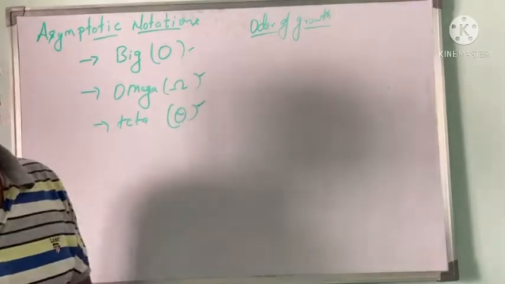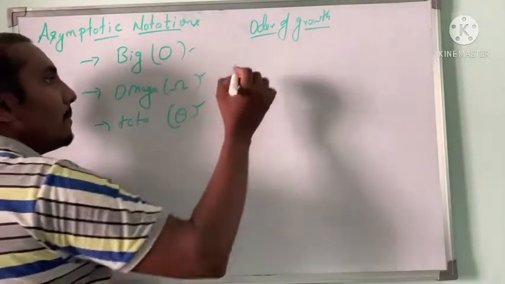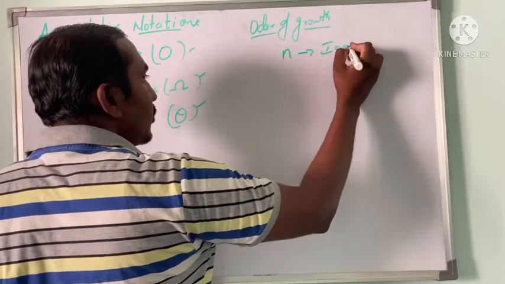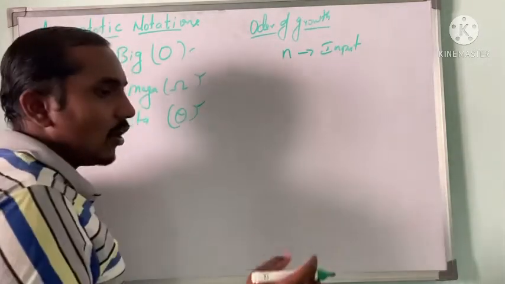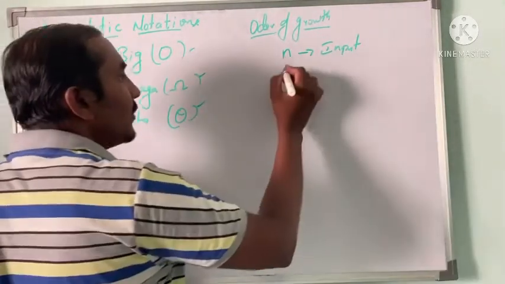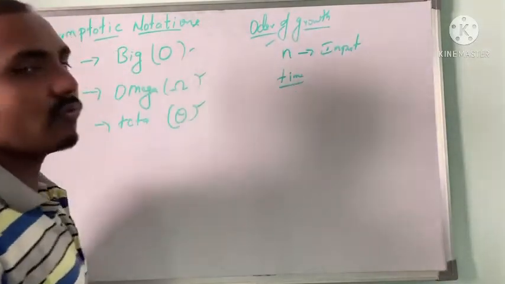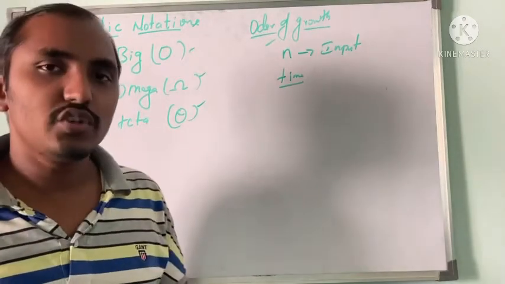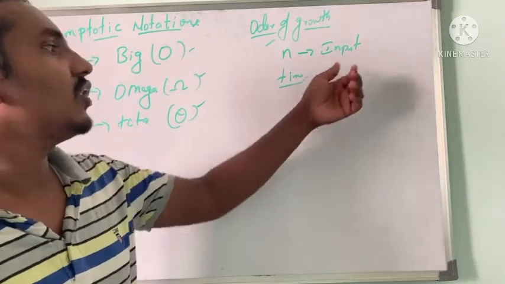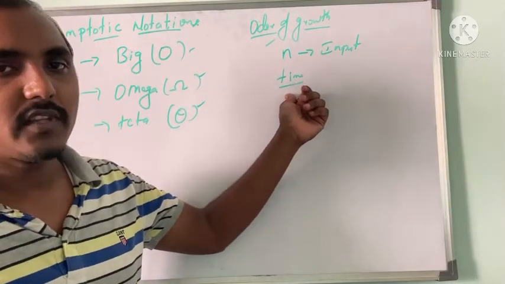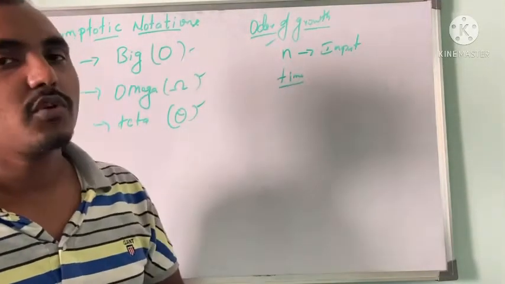What is order of growth? Order of growth is based on the number of inputs. Based on the n number of inputs, how the time is going to change, that measure we consider as order of growth. Order of growth is a measure where, based on the number of inputs, what execution time it will take.